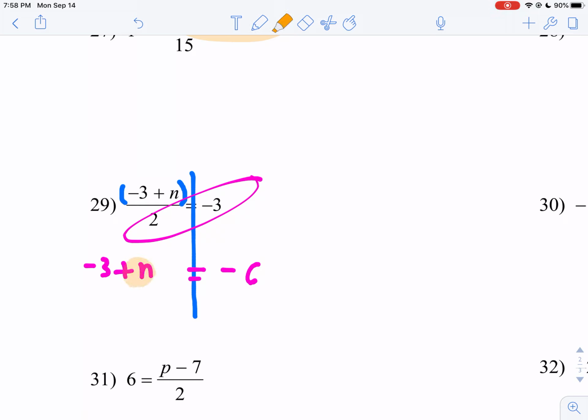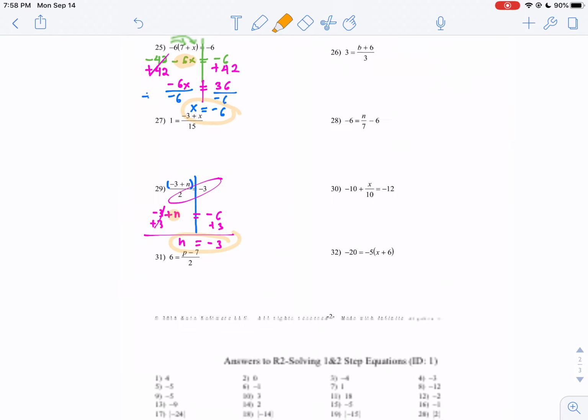Circle or highlight your variable term, and on the side of the variable term, you have a negative 3. Do the opposite of that. That's a plus 3. That's a plus 3. So you have n equal to, and that's going to give you a negative 3. Again, before you box your answer, check the back of the book.